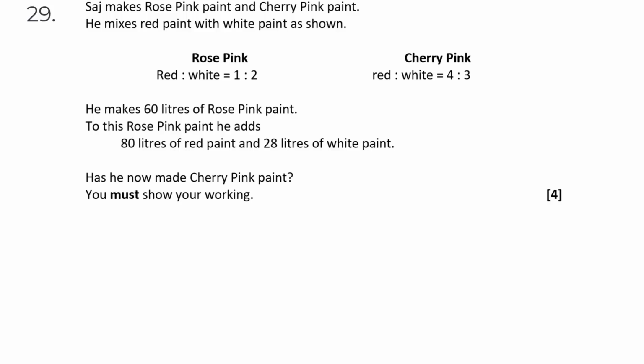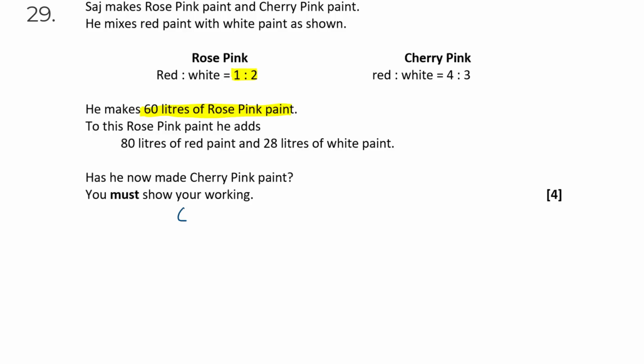Okay. So anyway, let's try and work out where we're starting from. He makes 60 litres of rose pink paint. So let's start with that then. So he's starting with 60 litres of rose pink paint here. Now we know that the ratio of rose pink is 1 to 2, 1 part red to 2 parts white. So how many red litres and how many white litres are in that 60 litres of rose pink?